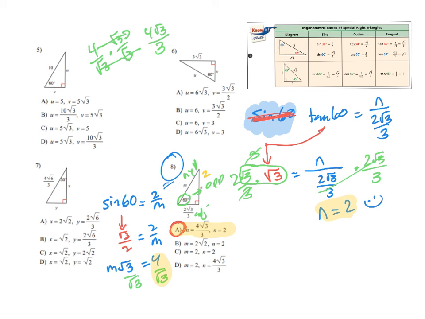All right. So m was 4 square root of 3 over 3, and n was 2. That would be letter A. Whew, I made it. Those problems are a little long. We'll have to rethink how many of those we want on our quiz, but at least now you can see that this is how you're going to work them out.